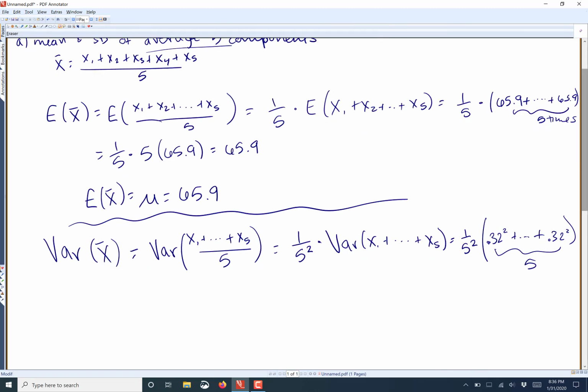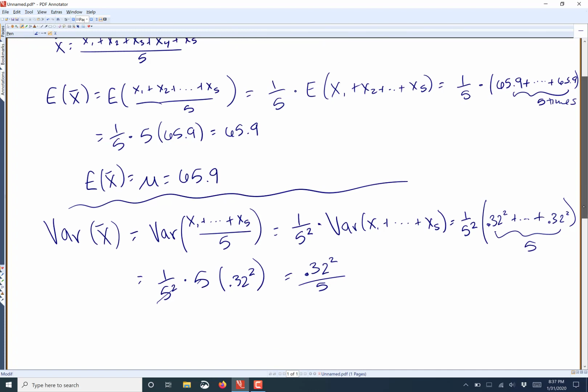So these are just our rules for expected values and variances. We use them over and over. So notice this will be 1 over 5 squared times 5, because we added 0.32 squared 5 times. Notice one of those 5's will cancel, so we're just back to 0.32 squared over 5, which gives me something when I put in my calculator. I'll let you do that.